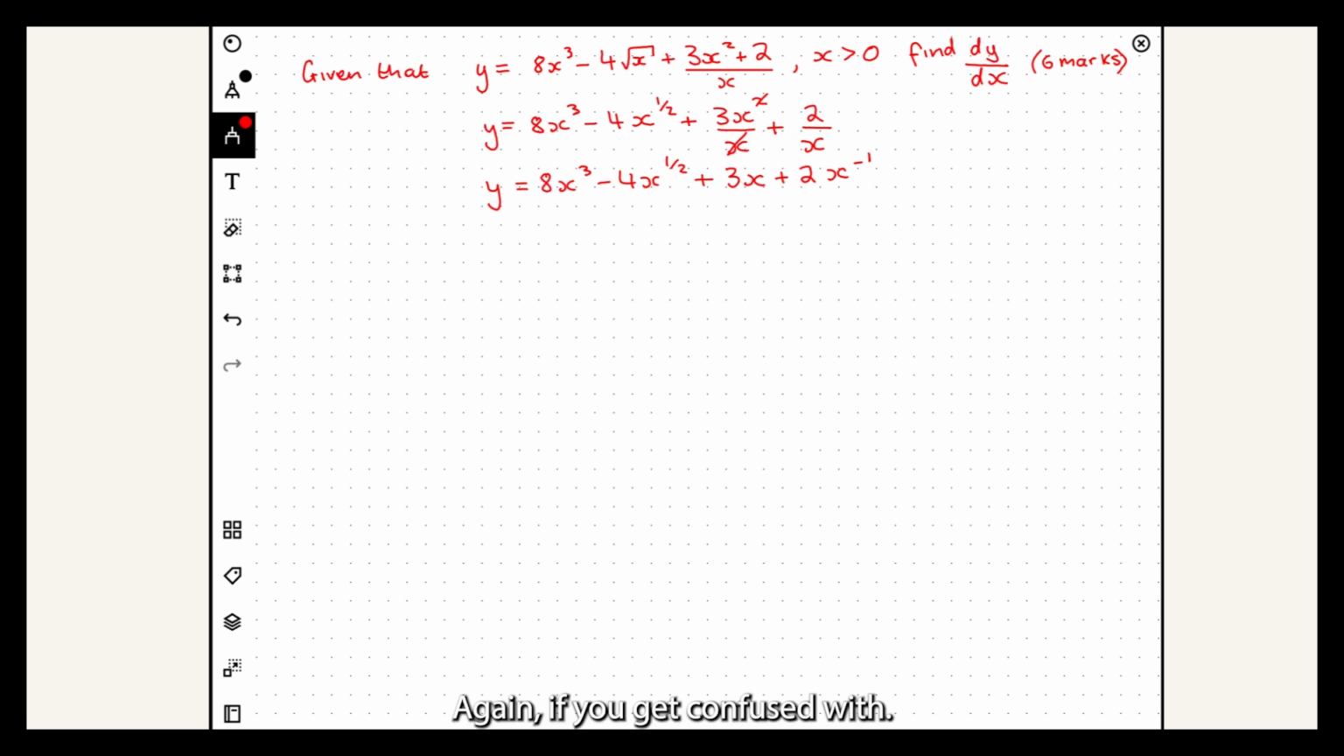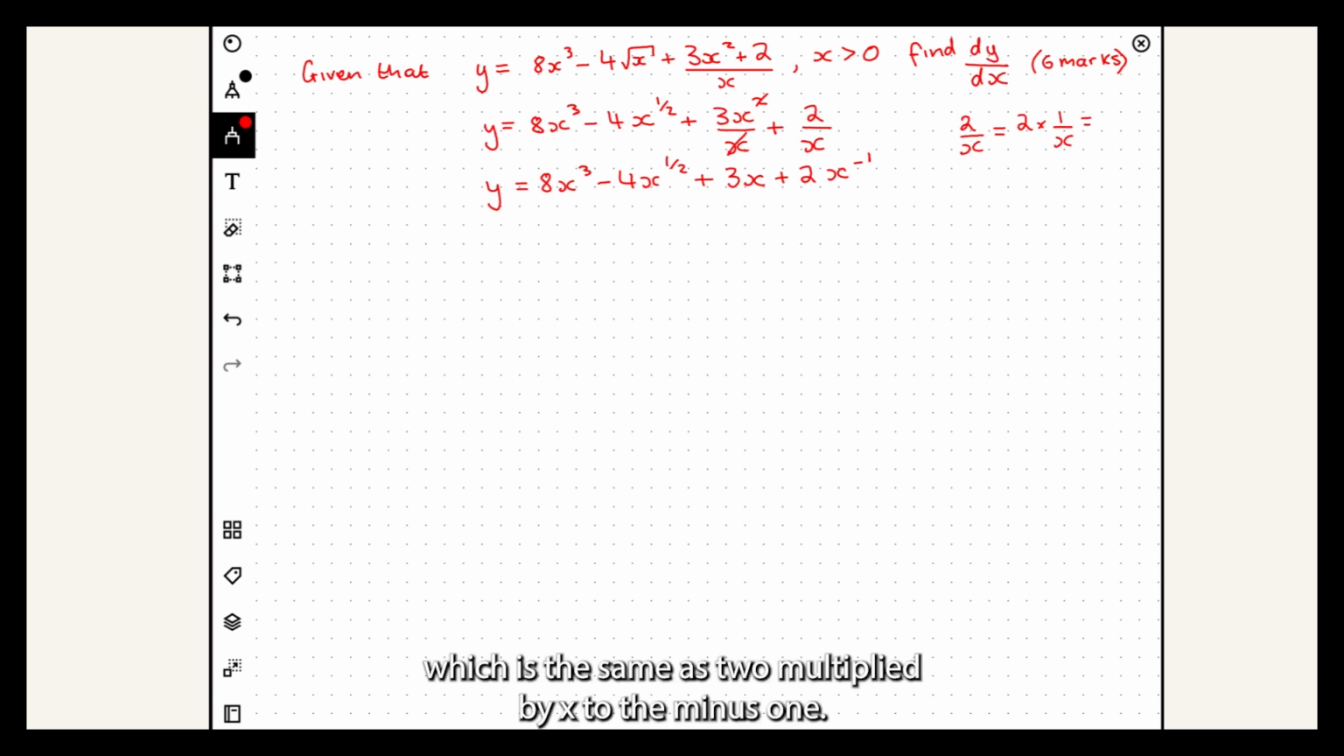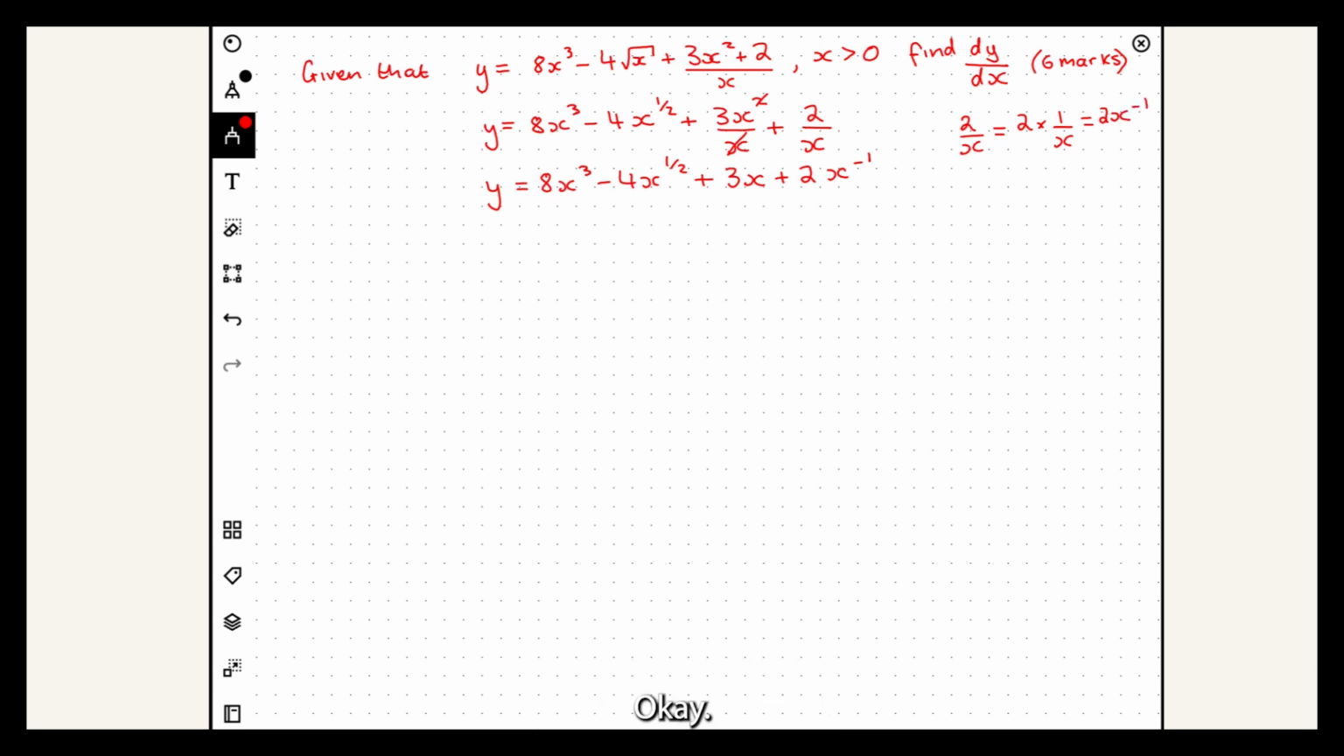Again, if you get confused with the fact that there are so many of these terms here, what some might call cognitive overload, you can take the terms aside and split them up. So here, 2 over x is the same as 2 multiplied by 1 over x, which is the same as 2 multiplied by x to the minus 1. Okay, now I can differentiate this, straightforward.